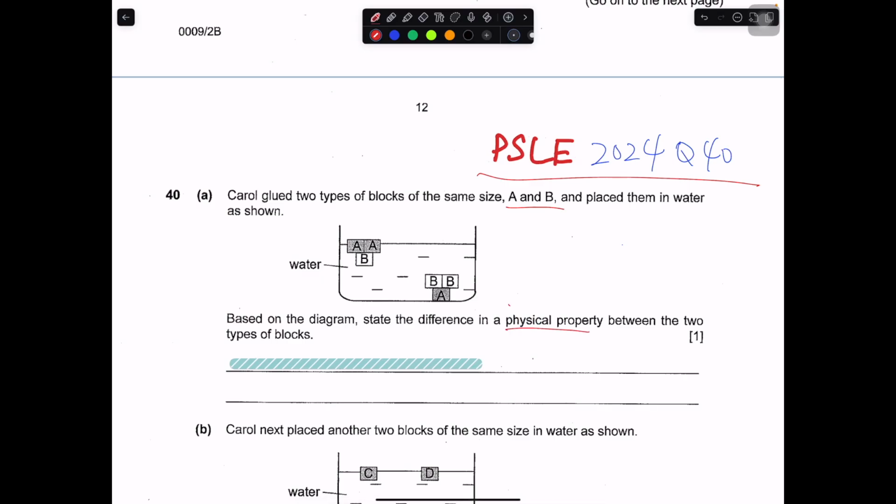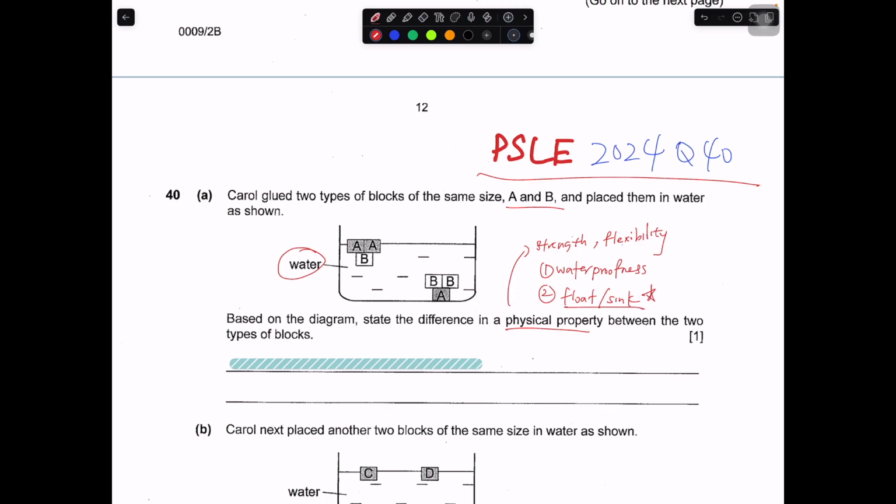Physical properties are things like your strength, your flexibility, things like this. But once you see water, there can only be two physical properties that are related to water. Number one is your waterproofness. And number two will be whether it floats or sinks in water.